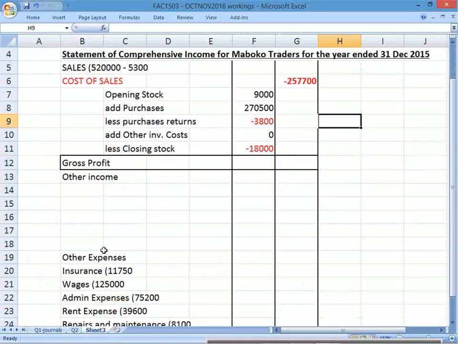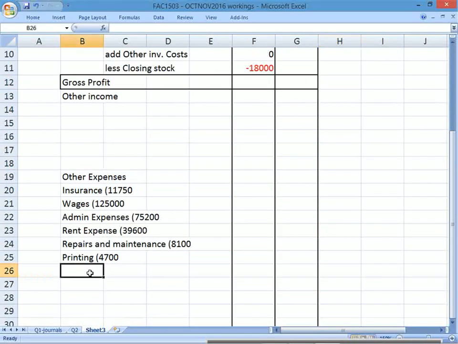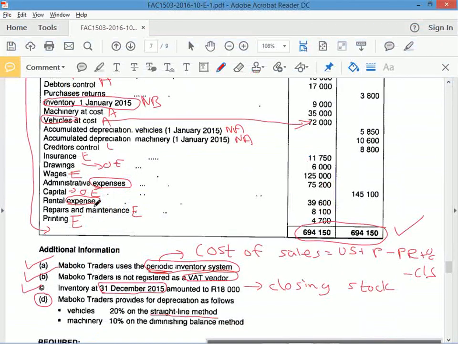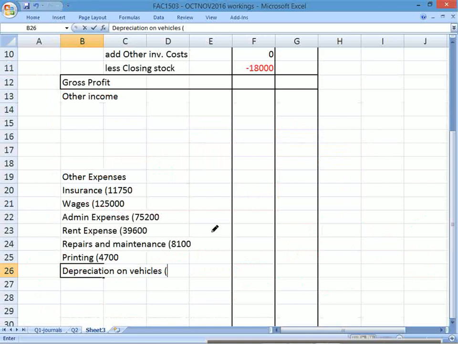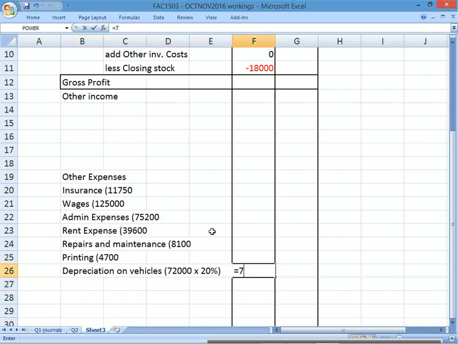Okay, so depreciation is what type of account? An expense. Depreciation on vehicles, open brackets, what is the cost? 72,000. What is the percentage? 20%. 72,000 times 20% gives you an amount of 14,400. There's the depreciation.